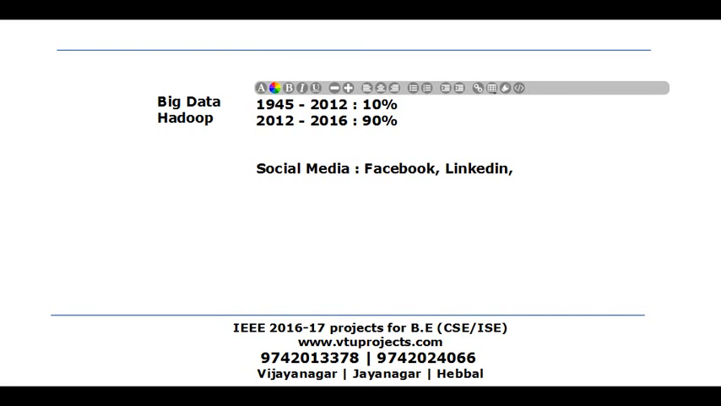Okay, so one blog says that in a single day, Facebook itself will be providing you 100 terabytes of data. So that's the amount of data Facebook will be providing you for one single day.